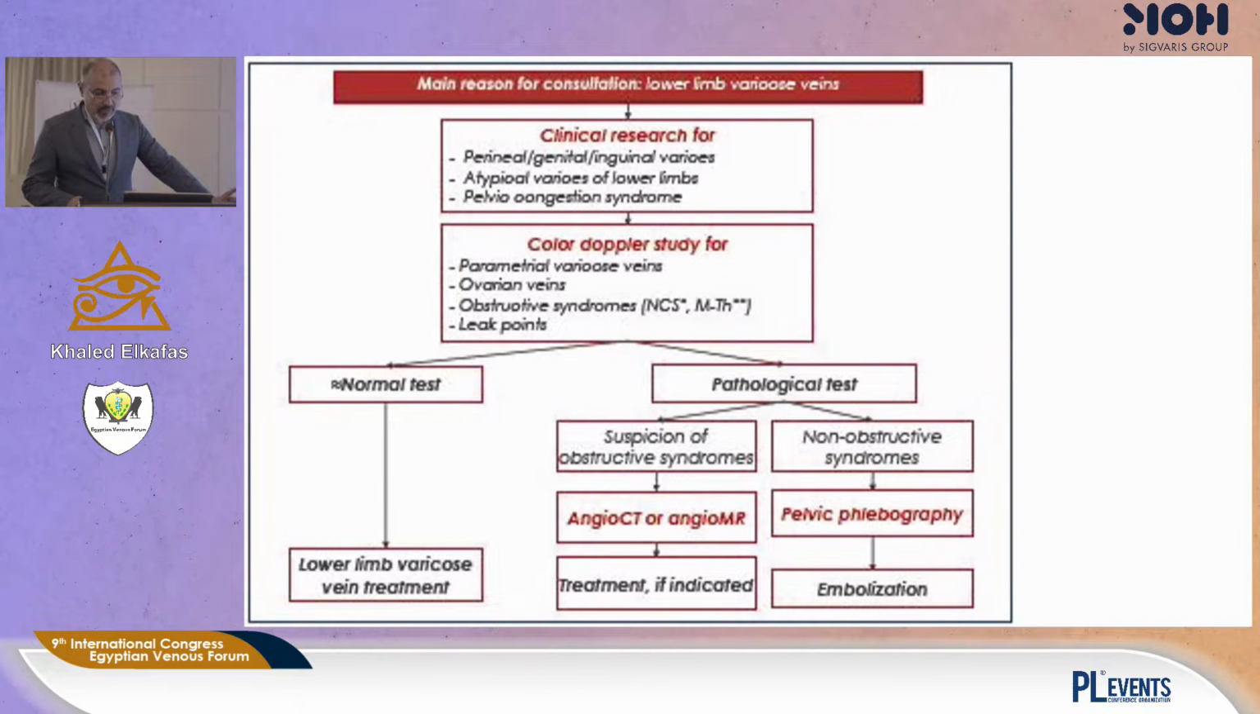Here's an algorithm for the management of these cases. The patient may present with parietal, genital, or inguinal varicosities, or atypical varicosities of the lower limbs, or symptoms and signs of pelvic congestion syndrome. We examine the pelvic veins by color duplex. If normal, we proceed to treatment of the lower limb varicosities. If pathological, with suspicion of obstructive syndromes, we proceed to CTA or MRV. If non-obstructive, we proceed to pelvic phlebography and embolization if needed.